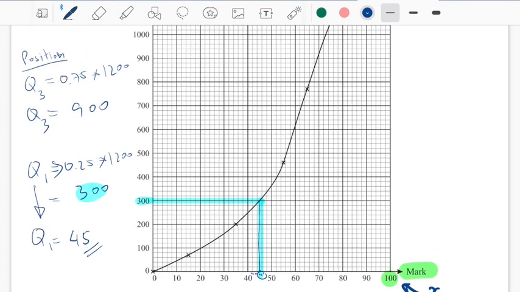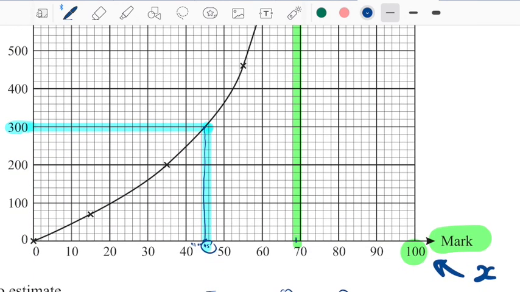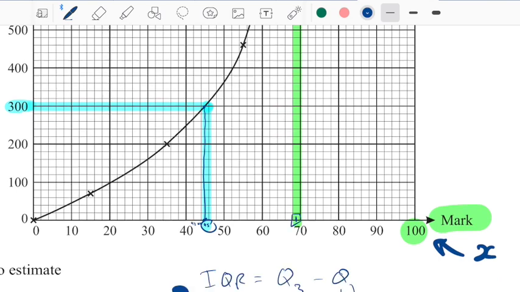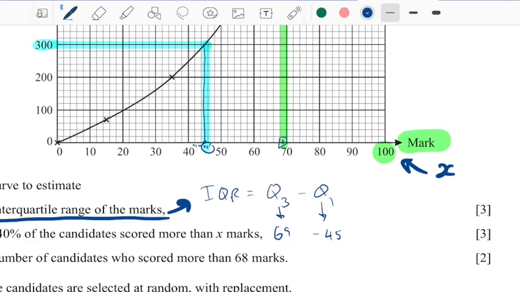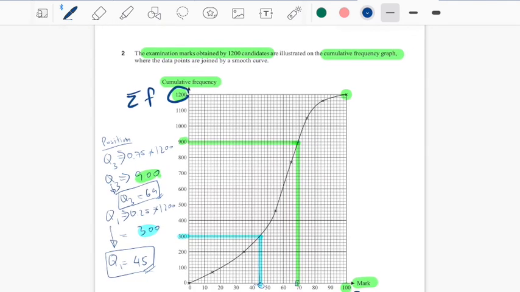Let's see next, which is Q3. Q3 position is 900. So 900 is here, right? Then look straight down here. You can see the value of my data is somewhere around 69. So this is not the value of Q3 yet, just the position. The value of Q3 is 69. So I can find my Q1, Q2, and Q3 this way.